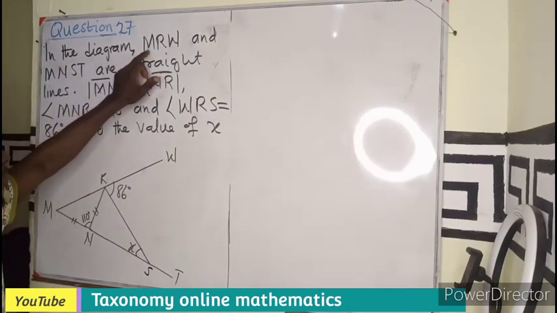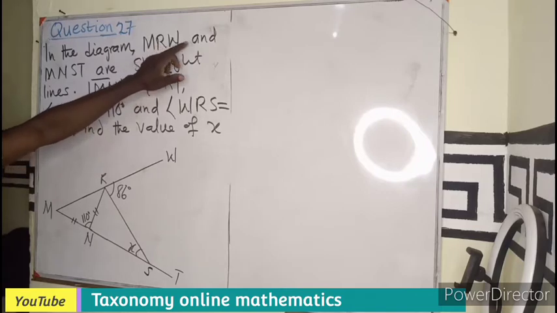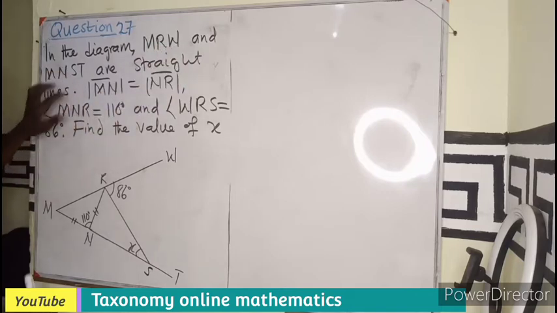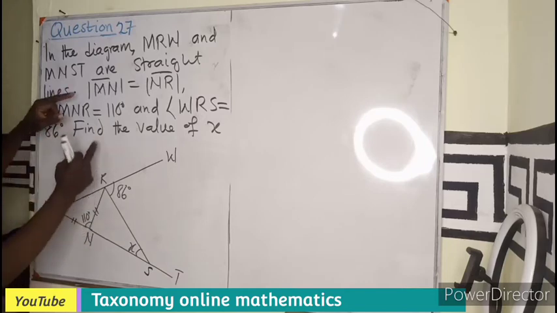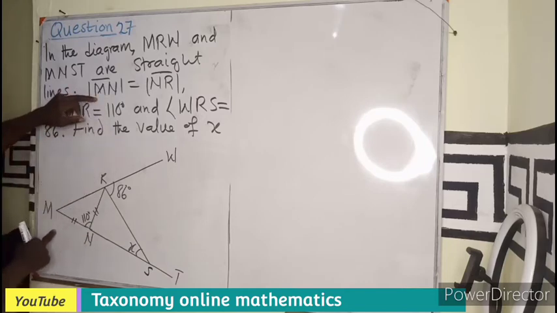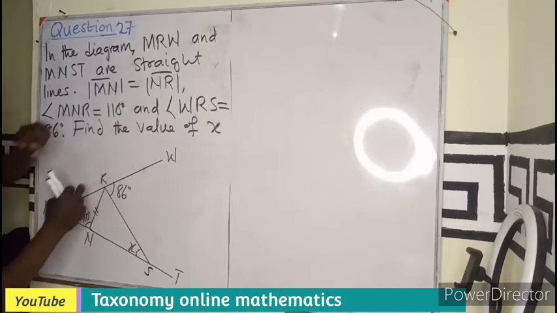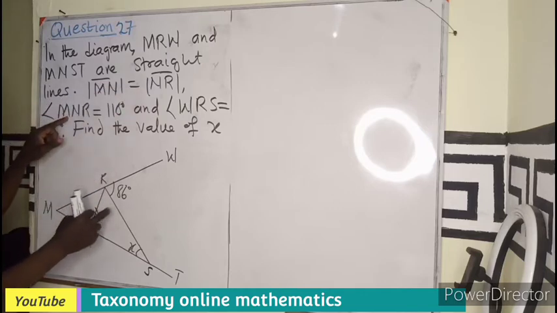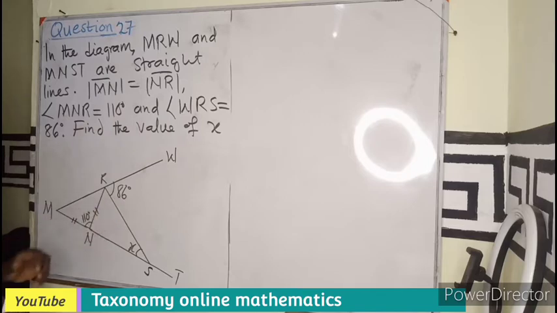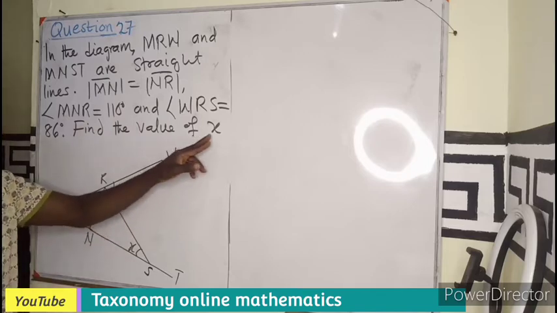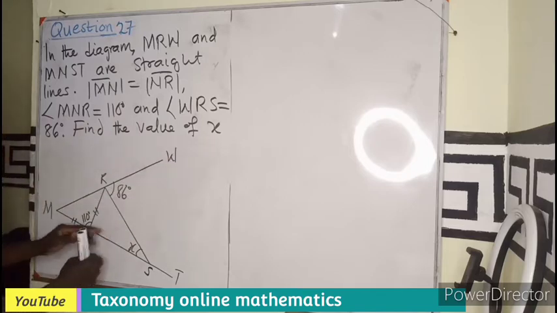In the diagram, MRW and MNST are straight lines. The length of MN is equal to that of MR. The angles given to us are 110 and 86. We have to find the value of x from here.